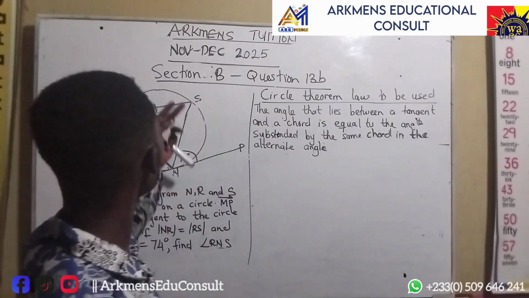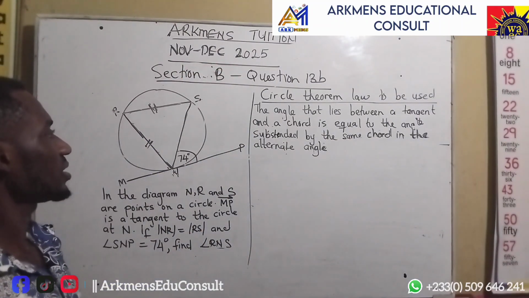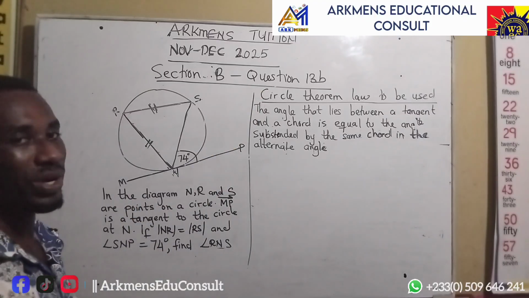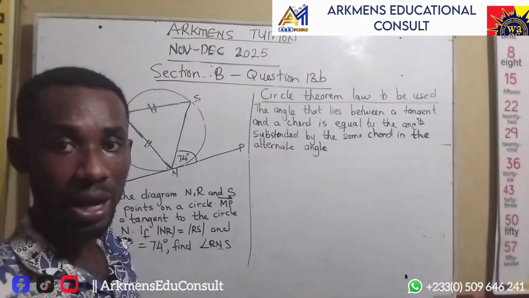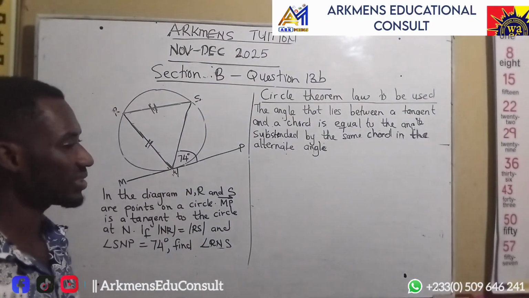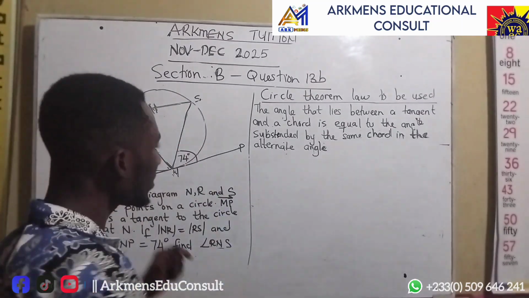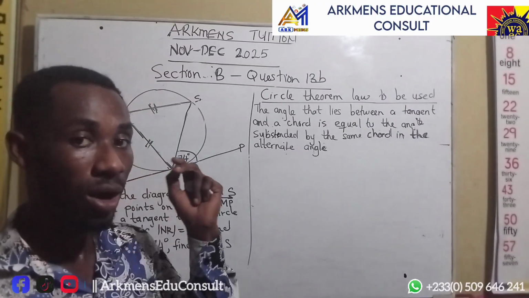Let's look at this WASSCE Nov-Dec 2025 Section B Theory Question 13B. This is the circle theorem, and you know that when it comes to WASSCE Nov-Dec, they will never leave circle theorem out of it. So let's look at this question. I'm going to break it down easily for you to understand, okay? So that even if you don't meet this question, you meet it anyhow, you'll be able to know how to deal with it.